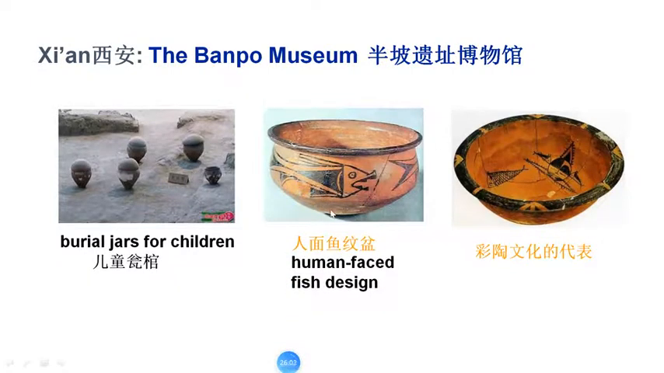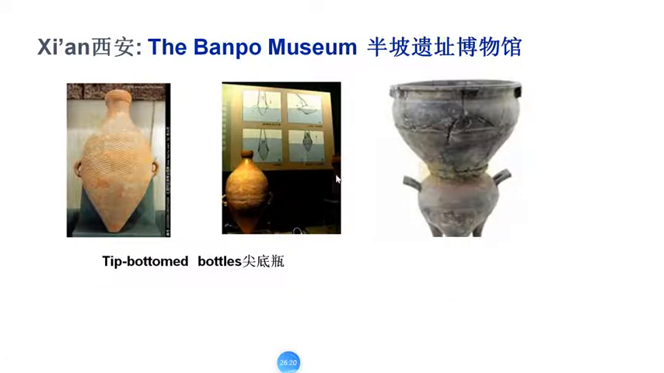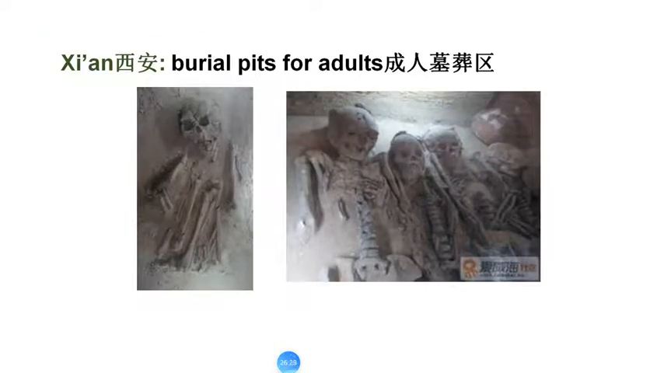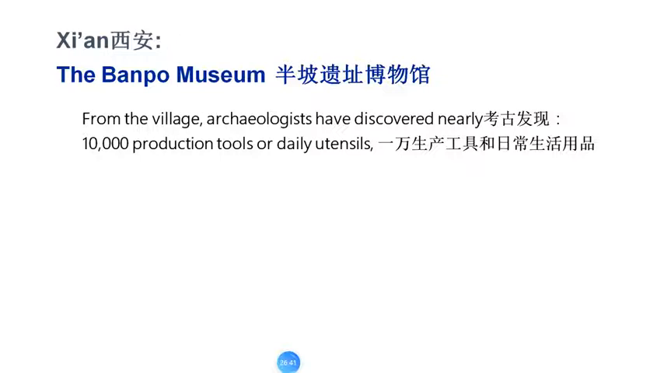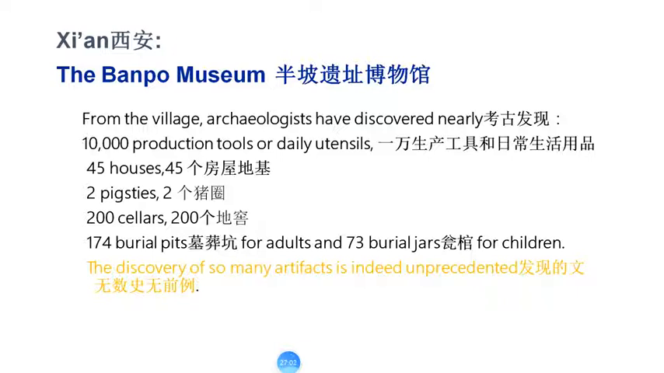The basins with the human fish design are the most famous artifacts here. The tape-bottomed bottles were used to fetch water from the river. The ancient steamer to cook food. The burial pits for adults in the public graveyard. From the village, archaeologists have discovered nearly 10,000 production tools or daily utensils, 45 houses, 2 pigsties, 200 cellars, 174 burial pits for adults, and 73 burial jars for children. The discovery of so many artifacts is indeed unprecedented.